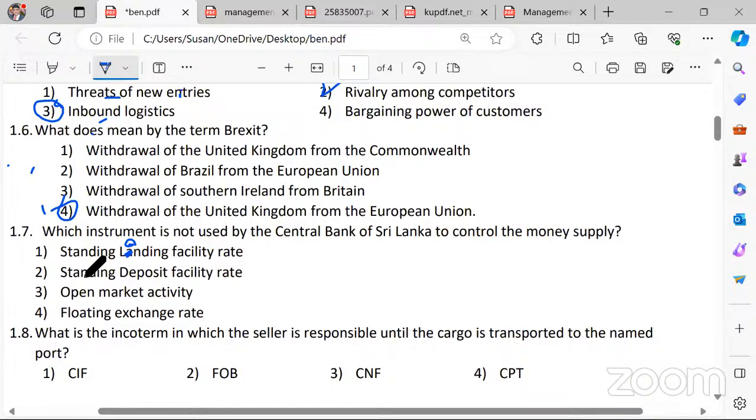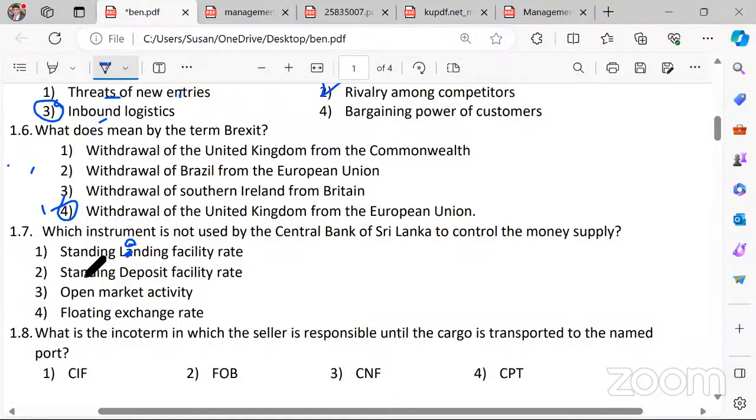What is the Central Bank lending? Normally, the Central Bank is lending to commercial banks. Why are commercial banks borrowing from the Central Bank? Sometimes commercial banks face a liquidity problem. That means they don't have sufficient money in the bank for their day-to-day transactions. For that, they have to go to the Central Bank for money.